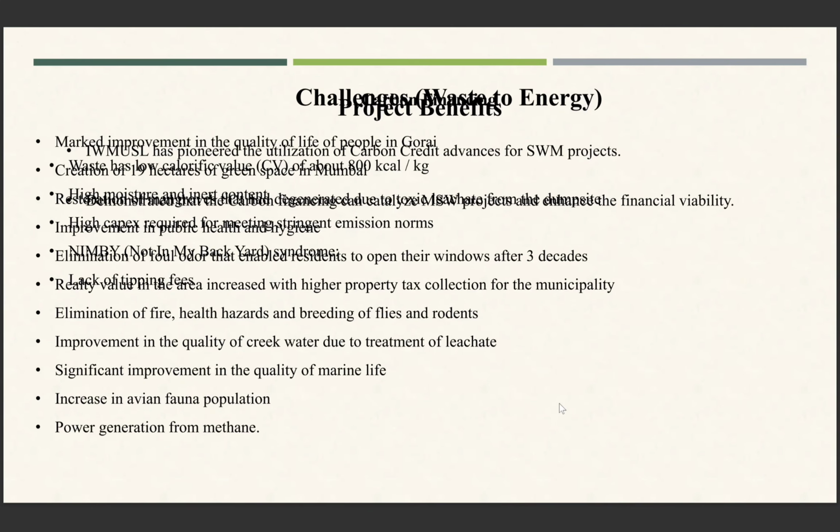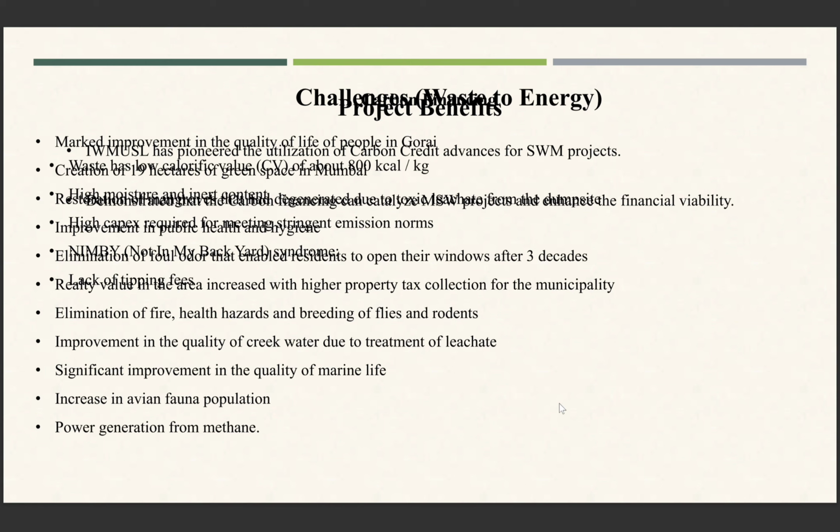There were some challenges for waste to energy. The first one is the NIMBY syndrome, like not in my backyard. Next, the waste may have a very high moisture amount and inert content, and the waste which used to come was having low calorific value. So all these were the challenges for waste to energy conversion in this project.